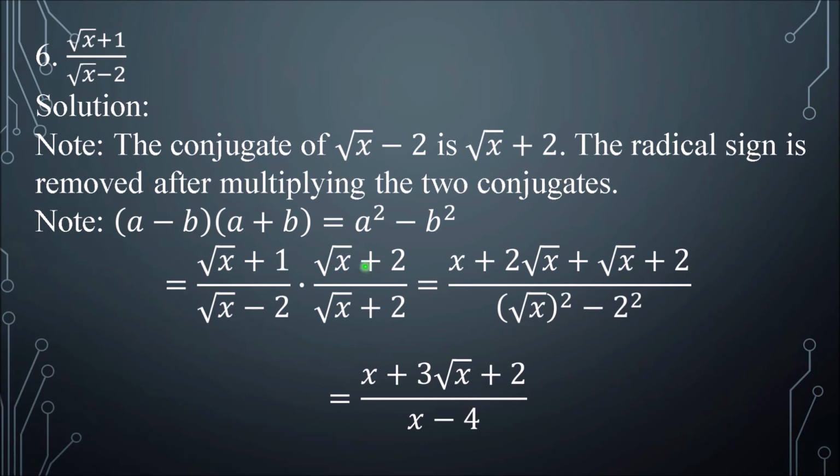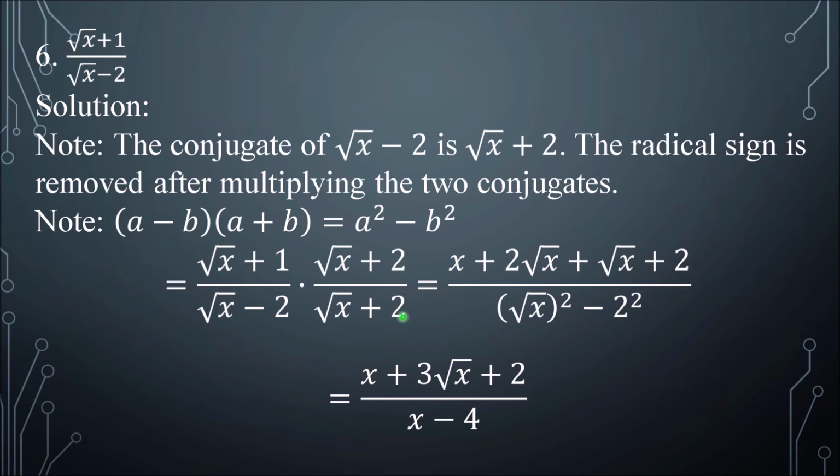So this one times this, we will be using FOIL method. That's 2 terms times 2 terms. So square root of x times square root of x is x. Square root of x times 2, outer, that will be 2 square root of x. 1 times square root of x is this. And then 1 times 2 is 2.